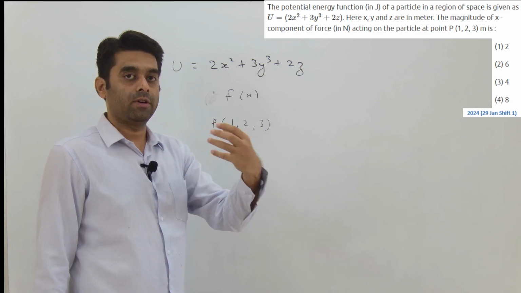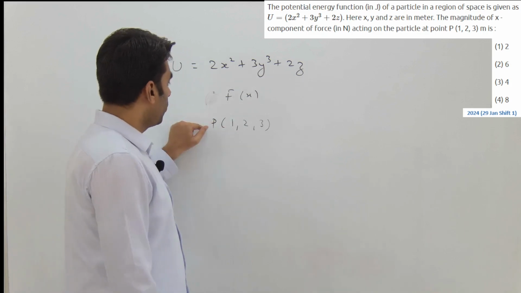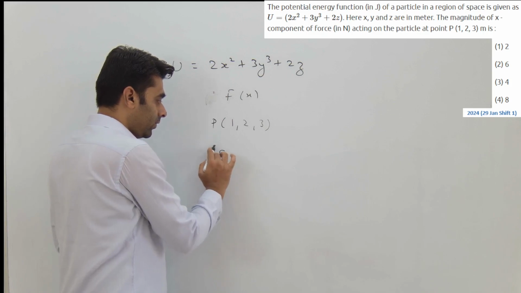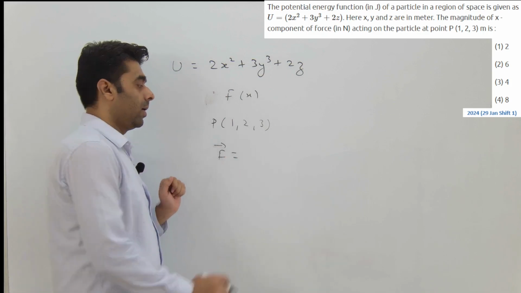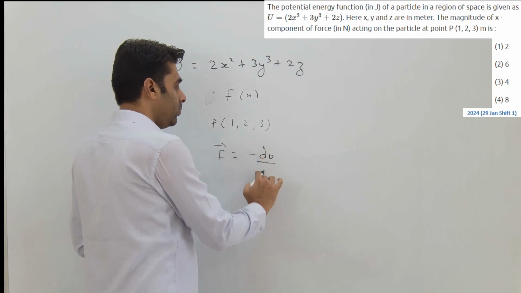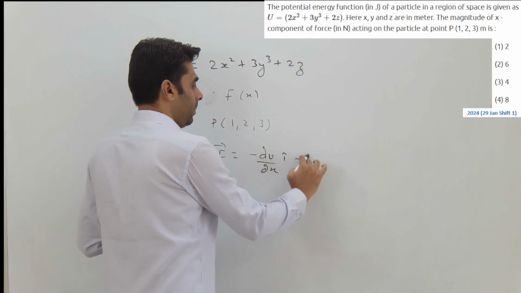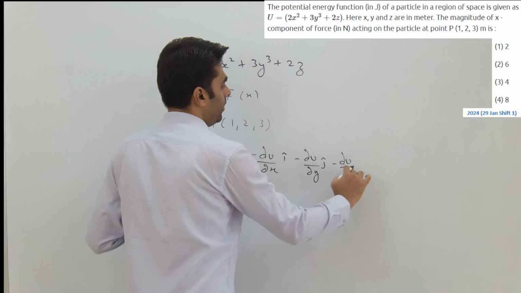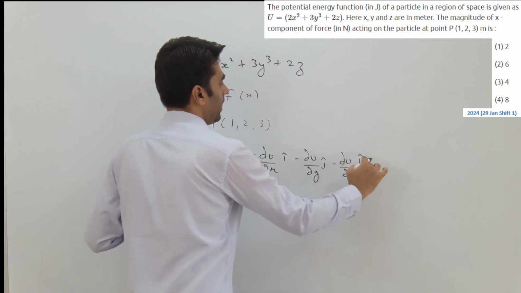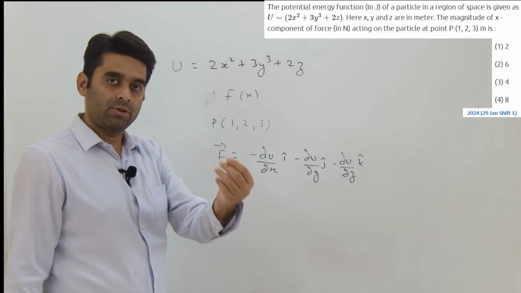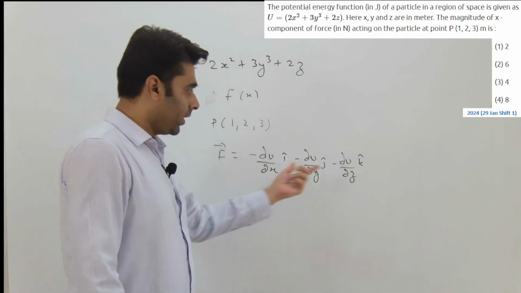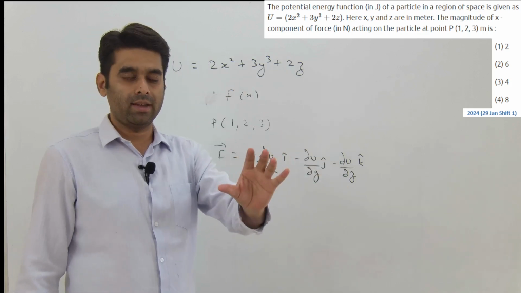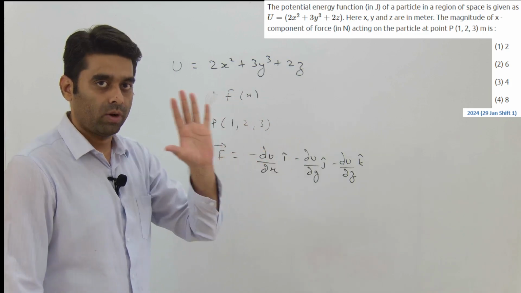Basically, force as a function of position we have to calculate. How do we calculate force from potential energy? The relation is force is minus del u by del x i cap, minus del u by del y j cap, minus del u by del z k cap, right? Although in the question they have asked only the x component, I am writing the full relation, and then if only x is asked, we will only take up that part. But let's solve it completely.